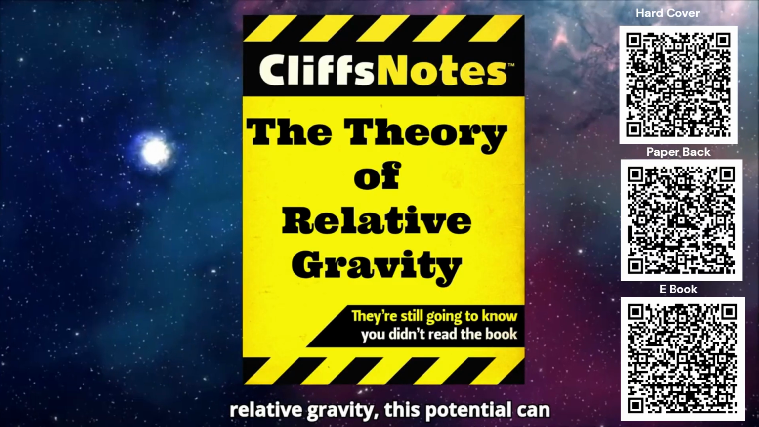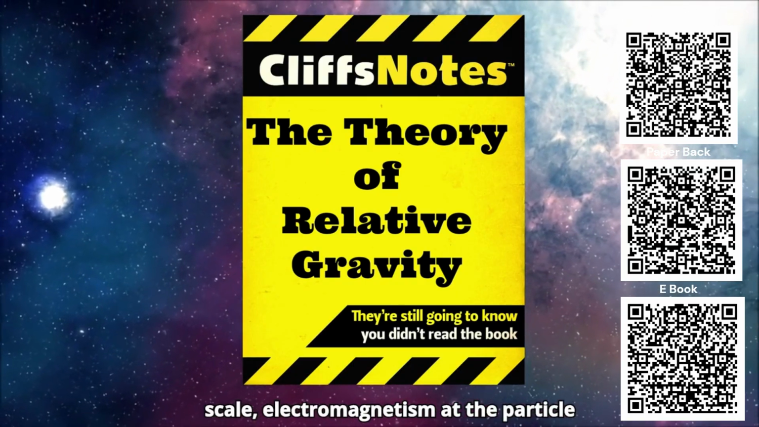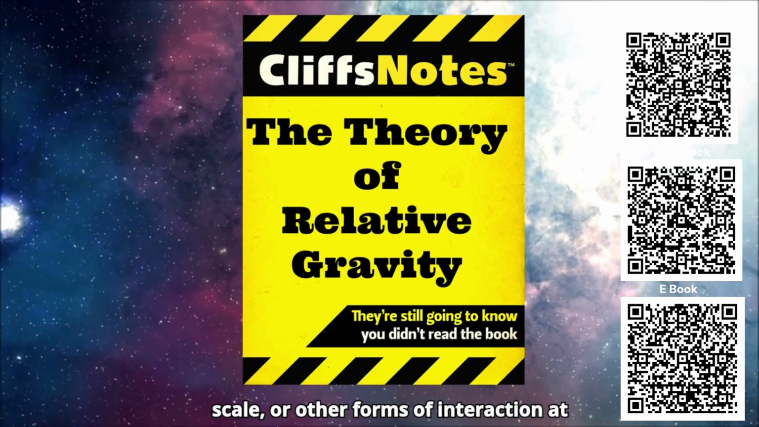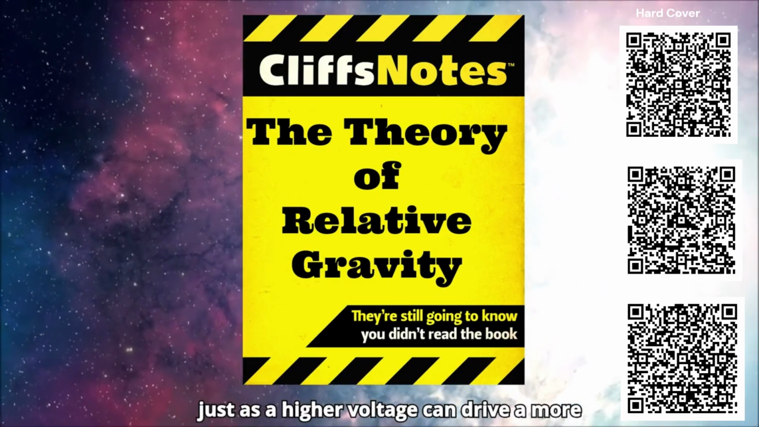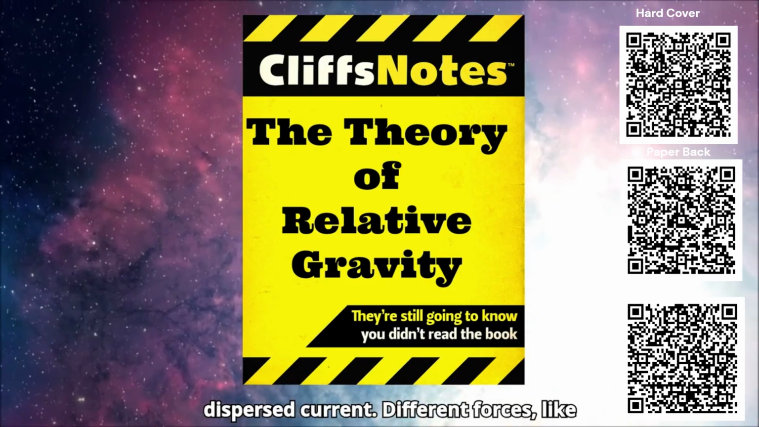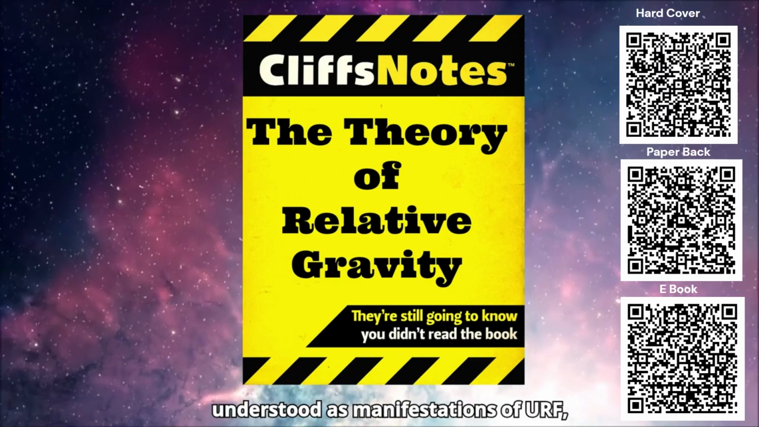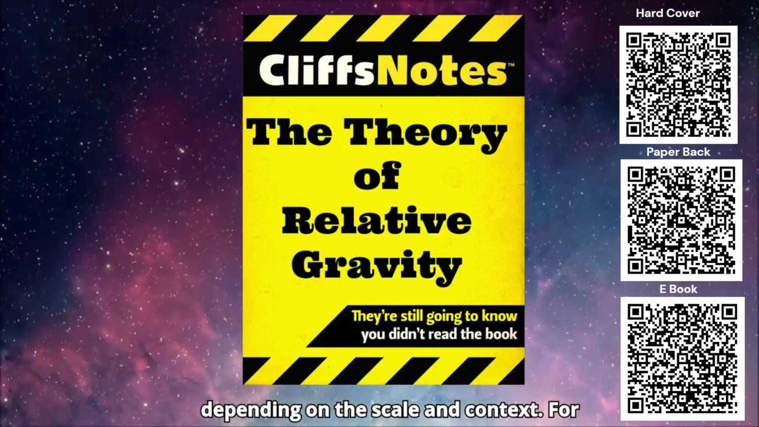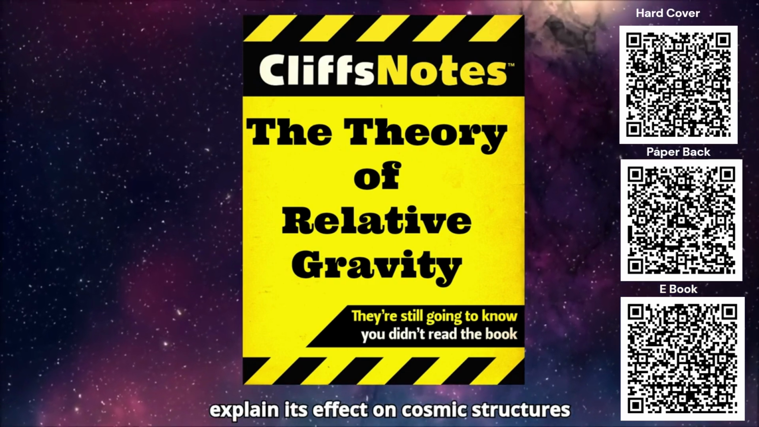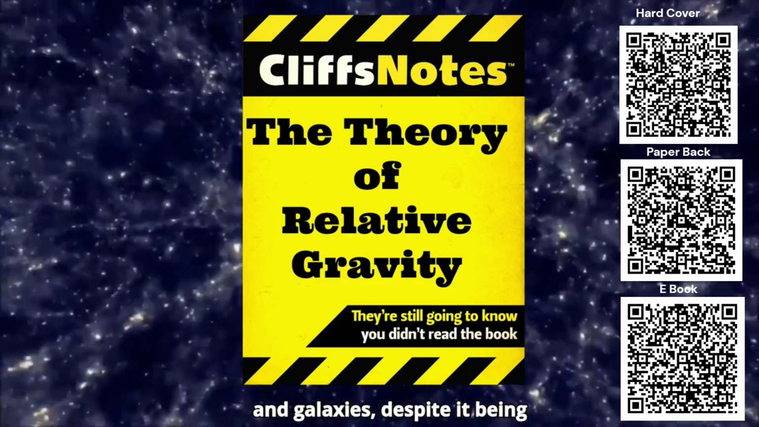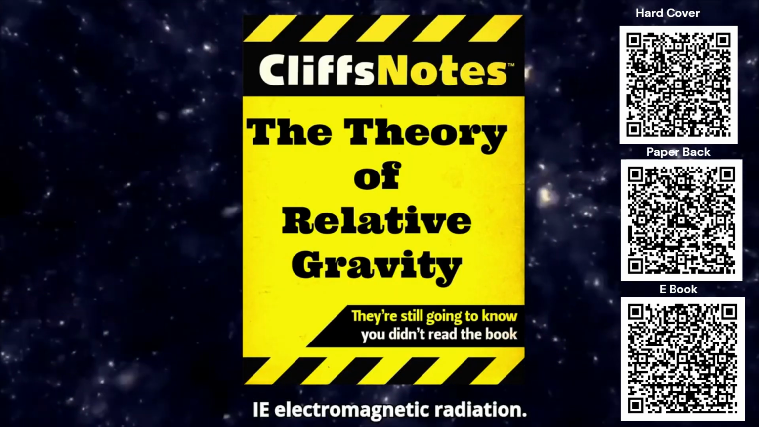In the context of relative gravity, this potential can manifest as gravity at the galactic scale, electromagnetism at the particle scale, or other forms of interaction at varying distances or energy levels. Just as a higher voltage can drive a more dispersed current, different forces, like gravity or electromagnetism, can be understood as manifestations of URF, depending on the scale and context. For example, in dark matter, URF could explain its effect on cosmic structures and galaxies, despite it being undetectable through traditional means, i.e., electromagnetic radiation.